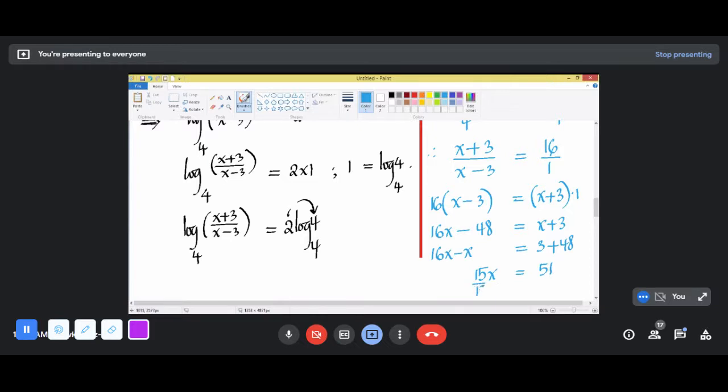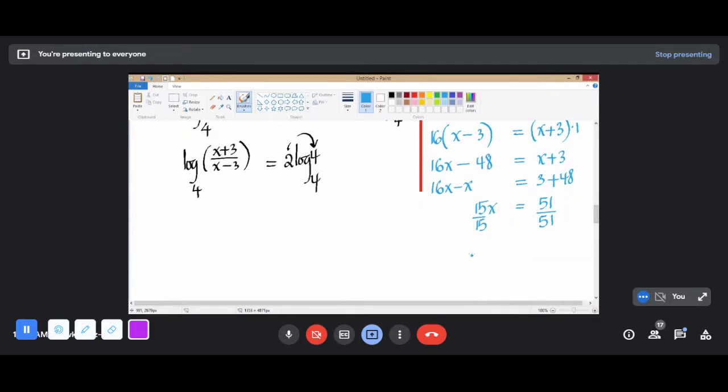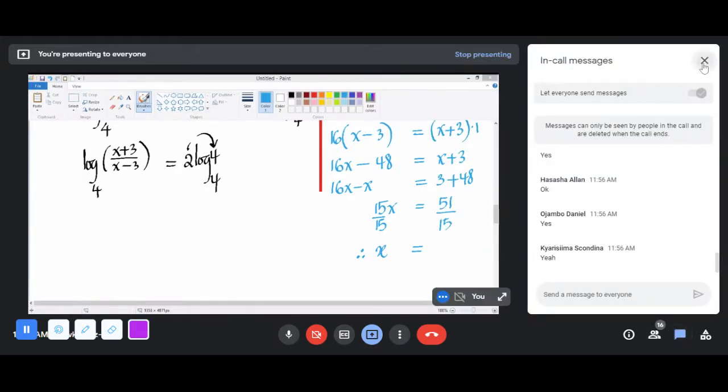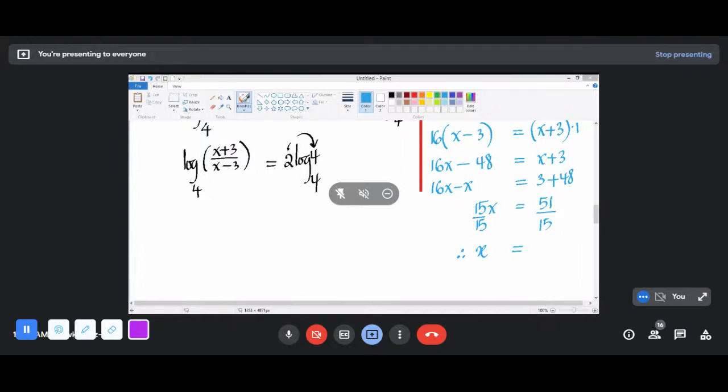So dividing both sides by 15, what will be our value of x then? Remember, this is 51 over 15. Therefore, we can conclude that x is equal to 51 over 15. Which decimal do we get, class? 3.4. Good.